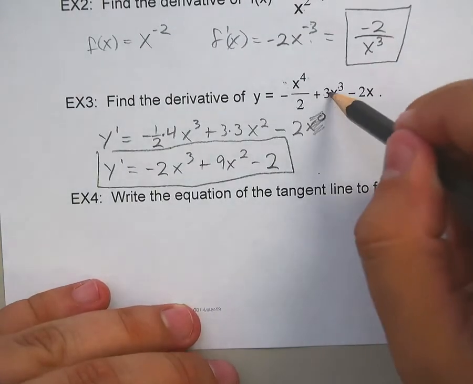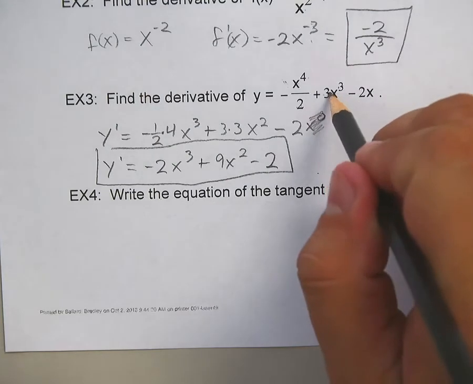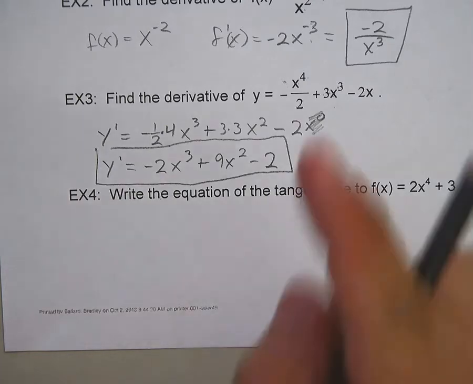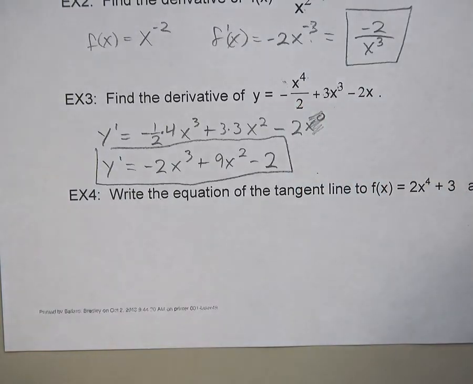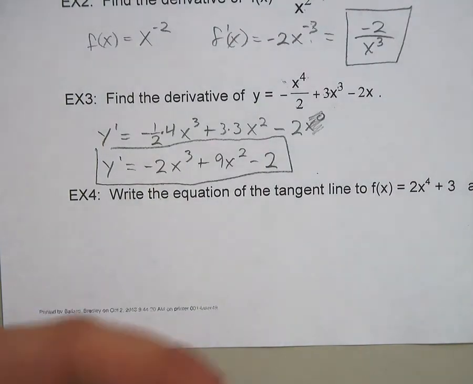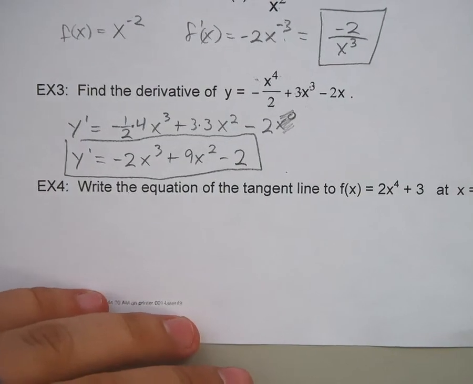Imagine trying to use the definition of a derivative for this guy. X to the 4th, are you kidding me? X plus delta x times x plus delta x times x plus delta x times x plus delta x. Times x plus delta x? Whatever, 4 times. Oh my gosh, shoot me in the face right now. Probably shouldn't have said that.